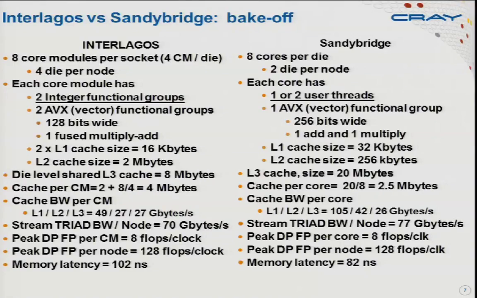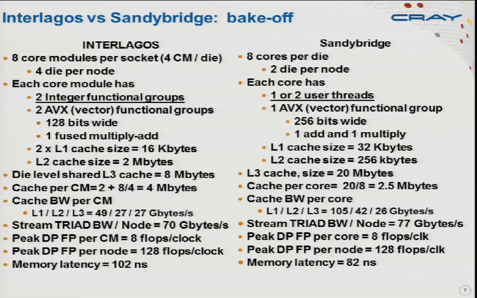So here's cache bandwidth per core module. L1, 49. L1 over here, 105. So this one, the L1 is slightly bigger, but twice as fast. And I really do think that you can see this on some of your applications and some of our performance. L2, 27. L2 over here, 42. Not quite twice as fast, but 50% faster. Again, a nice performance boost. And then for L3, 27 gigabytes over here, 26 gigabytes over here.